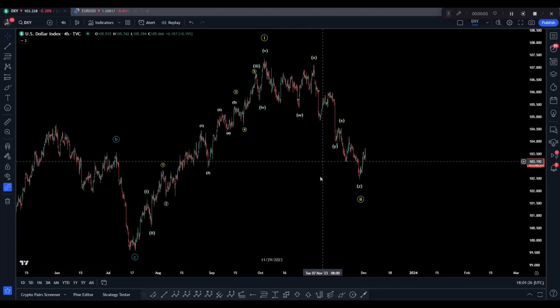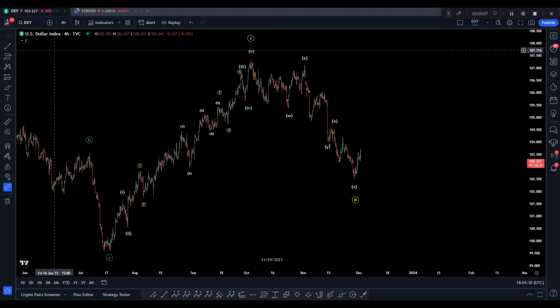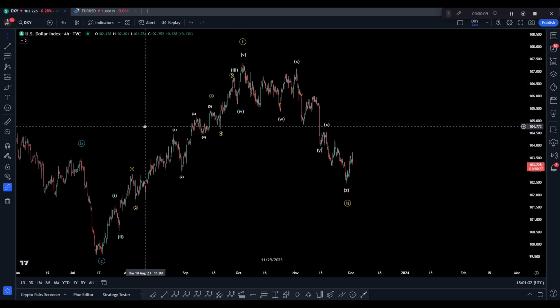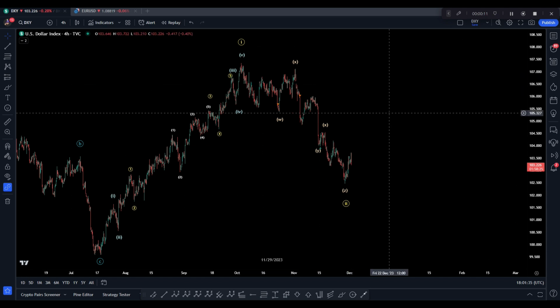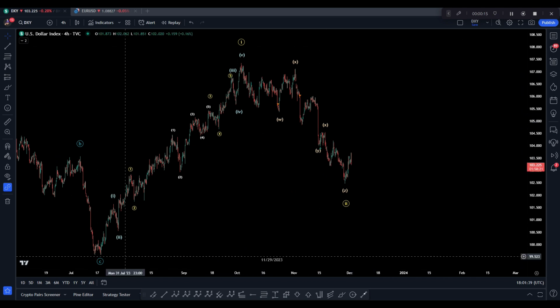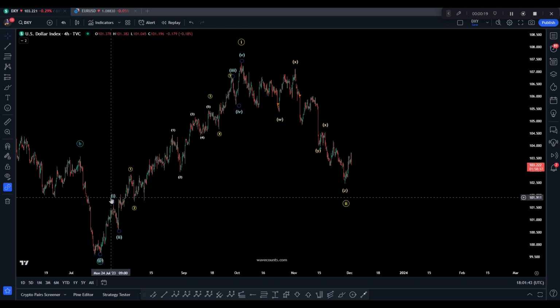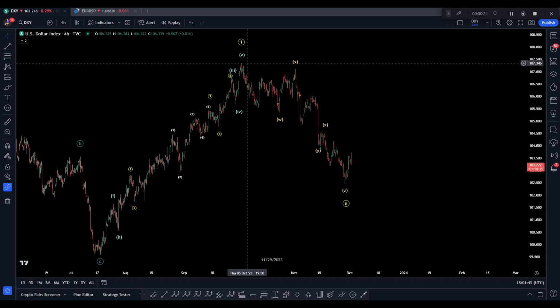Okay, quick update here on the US dollar index. Haven't made a video about this one yet, and now I'm going to. So, impulse off of the low. Okay, subdivides as a third wave extension.